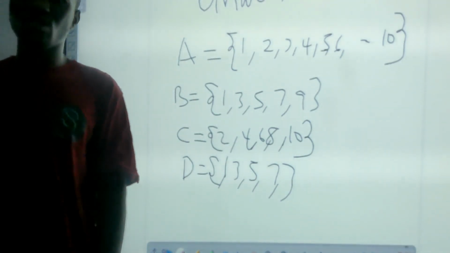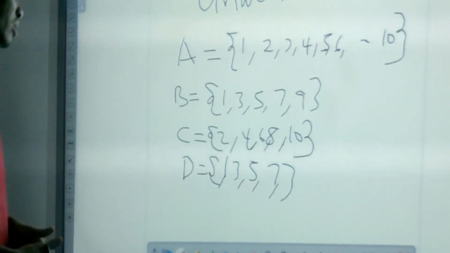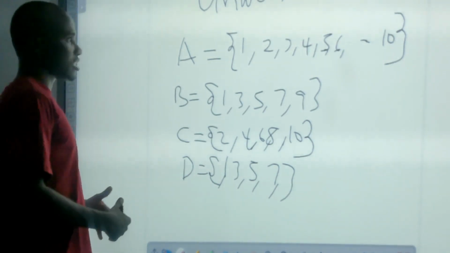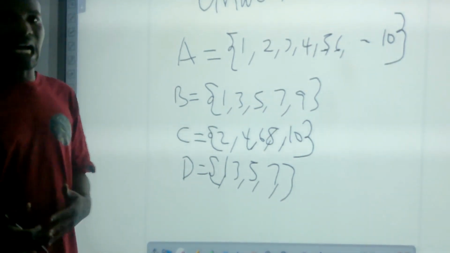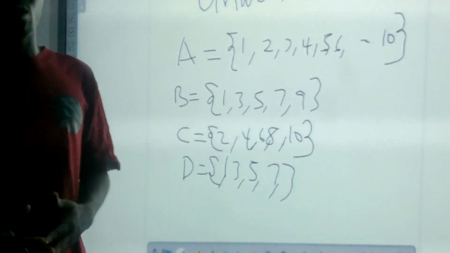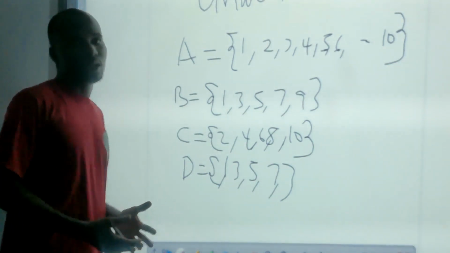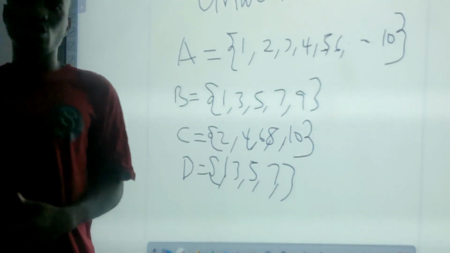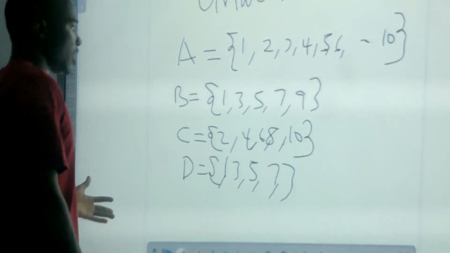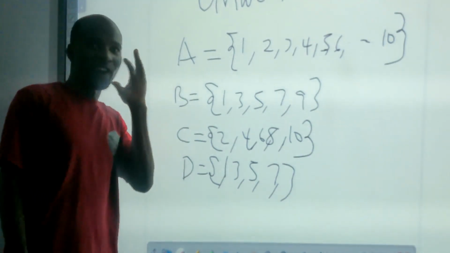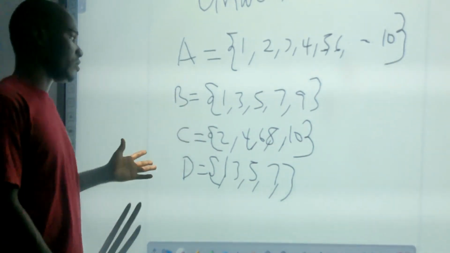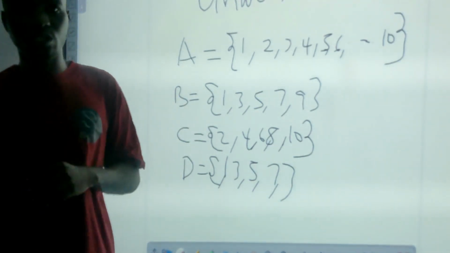I hope you understand that. These are not really complex. They are straightforward concepts that you can pick up and have a good understanding of. I don't think they are complex in any way. So we can say B, C, D are subsets of A. Therefore, A is a universal set to them.